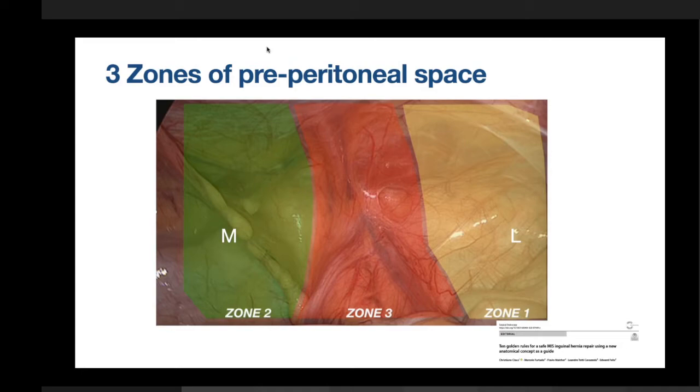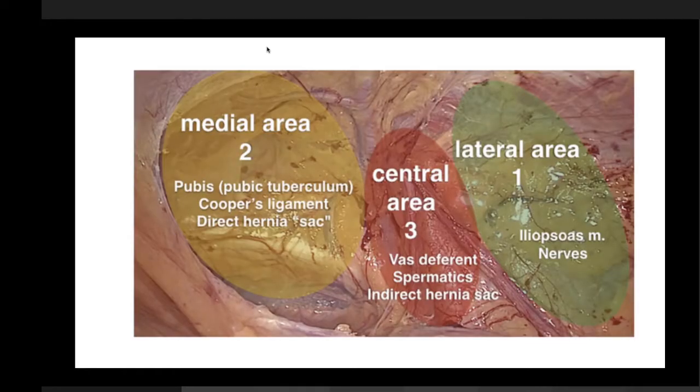So laterally, as I told you, you have the iliopsoas muscle and the nerves in zone 1. Medially, you have the pubic tubercle, the Cooper's ligament, and your direct hernia sac. The central zone, zone 3, is where the vas, the spermatic vessels, and your indirect hernia sacs are.